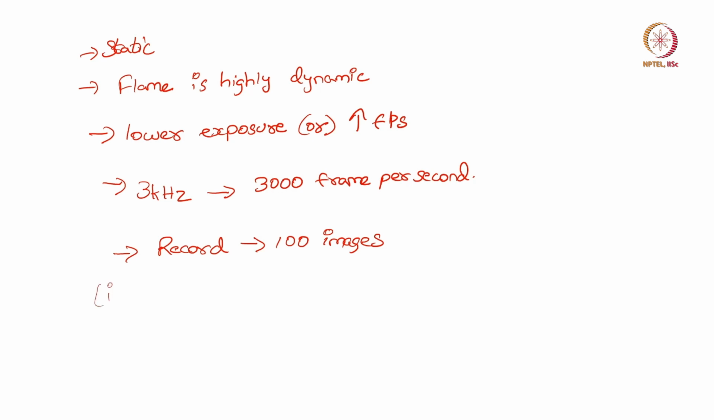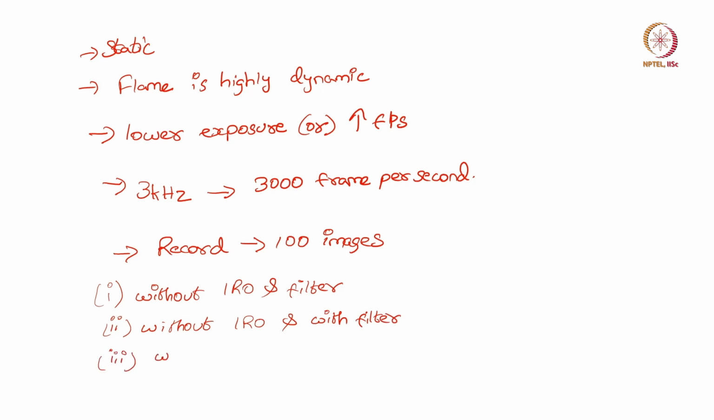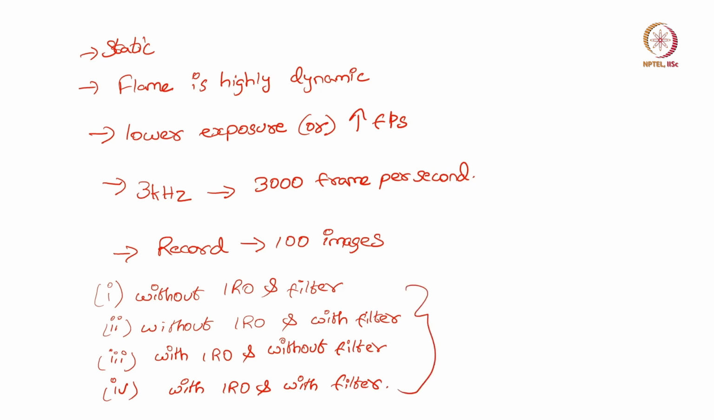In this session, we will also perform a series of experiments under the following configurations. First, without IRO and bandpass filter. Second, without IRO but with bandpass filter. Third, with IRO but without bandpass filter. And finally, with IRO and with bandpass filter. This series of experiments will help us to understand the importance of each component for recording the chemiluminescence signal.